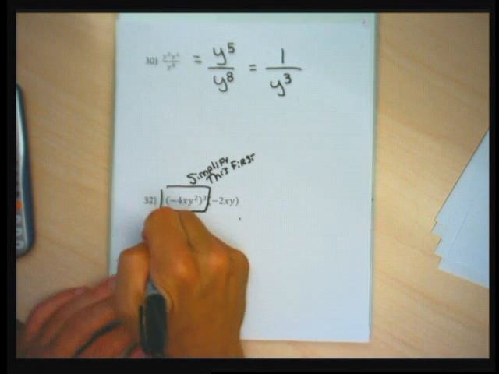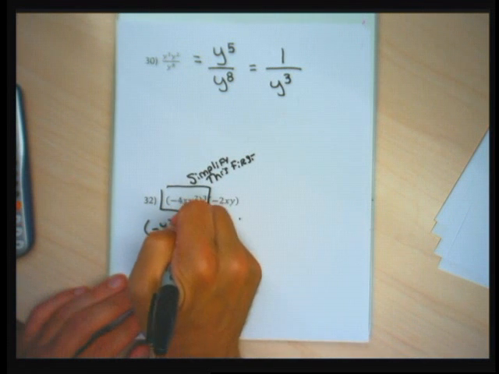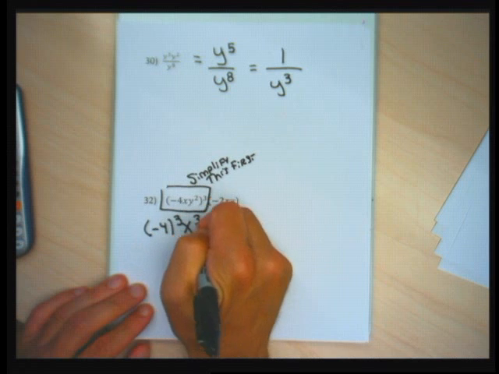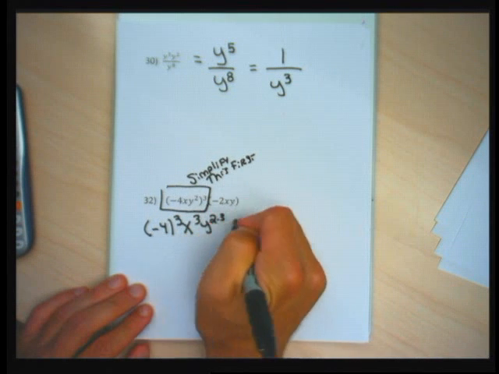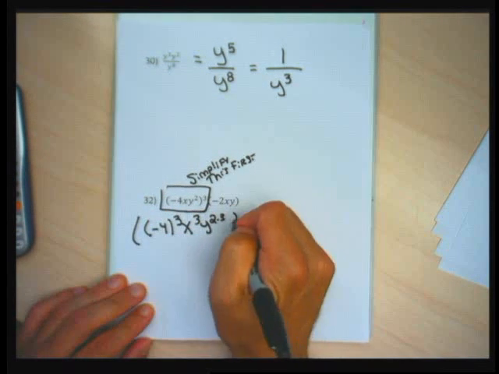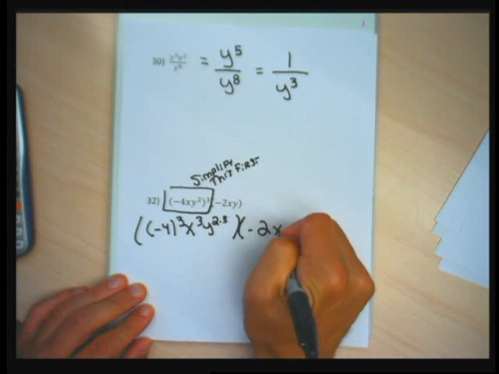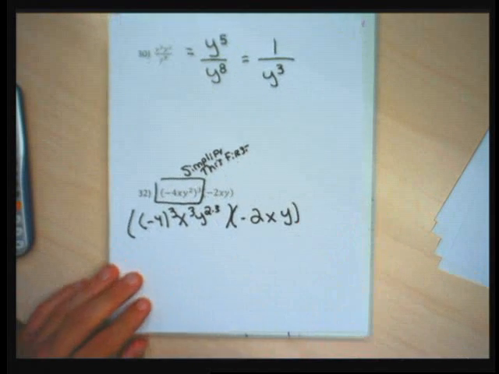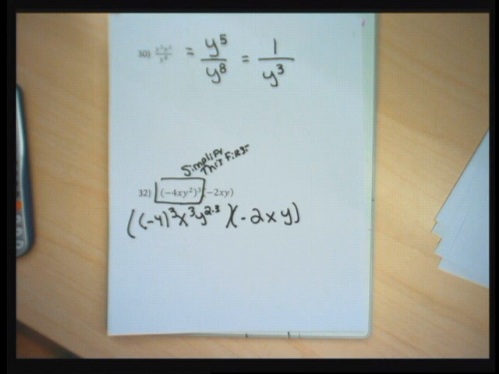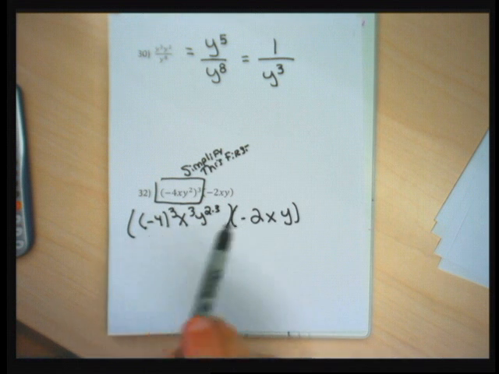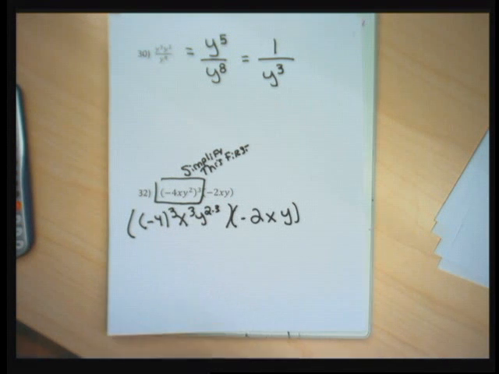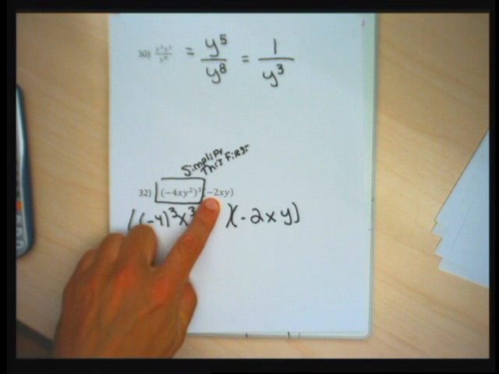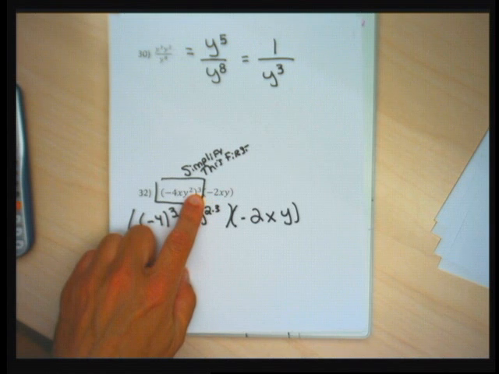I'm going to go negative 4 cubed, x cubed, y to the 2 times 3. I'm going to leave it all in parentheses next, and I still have the negative 2xy alone. So I'm just dealing with the exponent outside the first parentheses. I can't combine the 2 parentheses because I have to do exponents before multiplication. If I multiplied the negative 4 and the negative 2 first, I'd be doing multiplication before exponents, violating the rules of the order of operations.